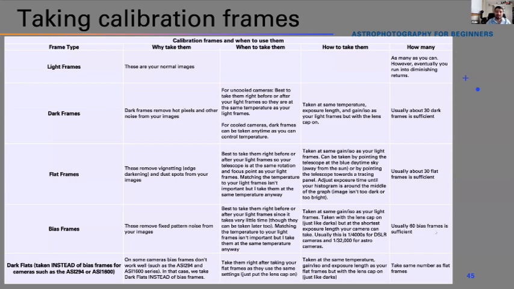And usually about 60 bias frames is sufficient. Beyond that, you do run into the law of diminishing returns. So I just take 60 and call it a day. And since they're so short, 1/4000th of a second, you can take 60 of them in a minute.